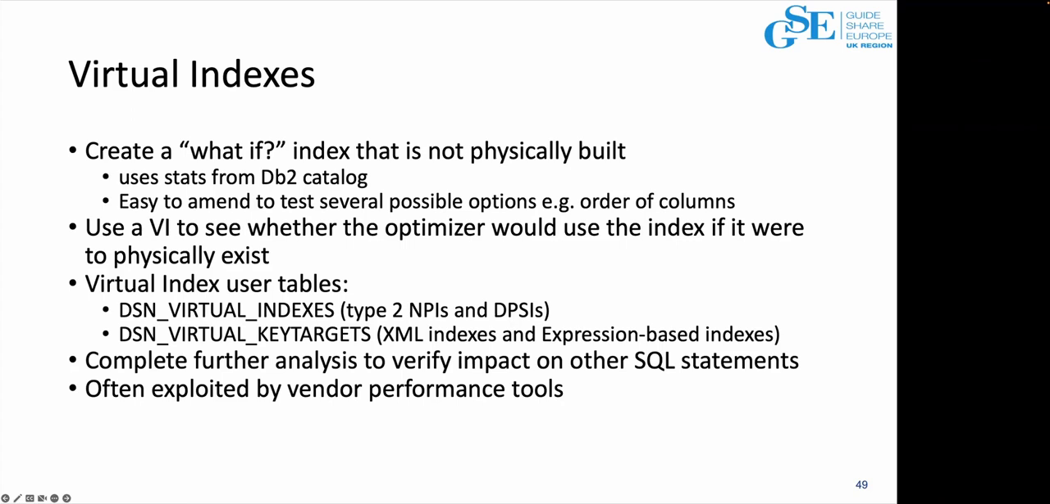And we can hypothetically test different possible options, like creating a brand new index, changing the order of columns in an index, and so on. We can do an explain to see whether the optimizer would use the virtual index if it were to physically exist. And virtual indexes are often exploited by vendor performance tools, but you can create them yourself if you like.